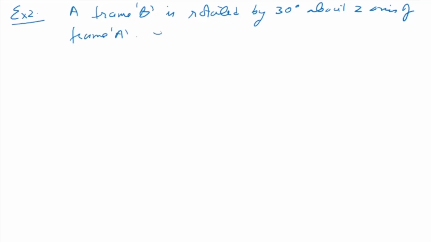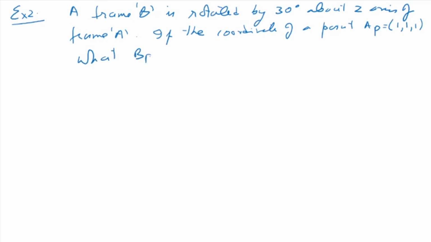Okay, now if the coordinate of a point in frame A, let me reverse it now, is equal to 1, 1, 1. What is the coordinate in frame B? What is BP? Okay, I hope you understand.